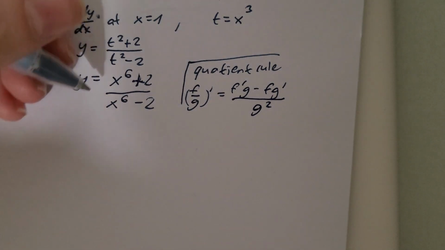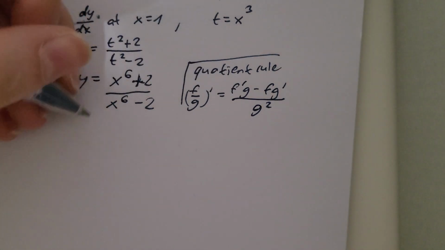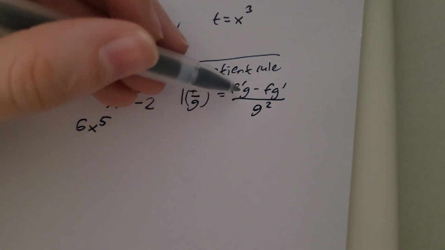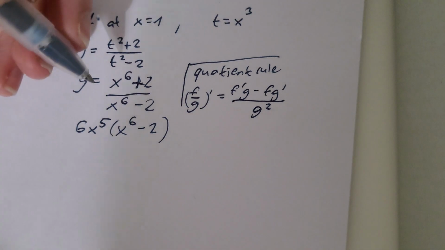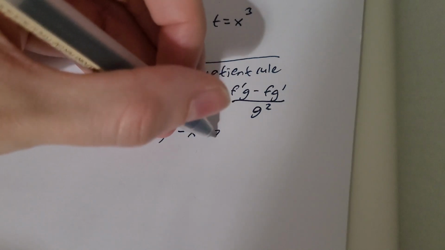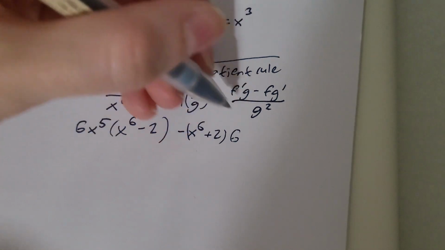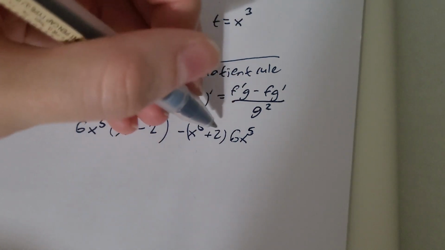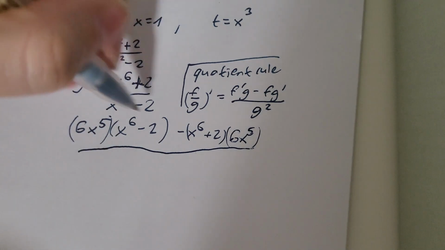And what we're going to have is, so let's see, what is f prime first? The derivative of the top, 6x to the power of 5, and then g is just x to the power of 6 minus 2, minus f. g prime is also 6x to the power of 5. Great, like this. Then we have to divide by g squared.